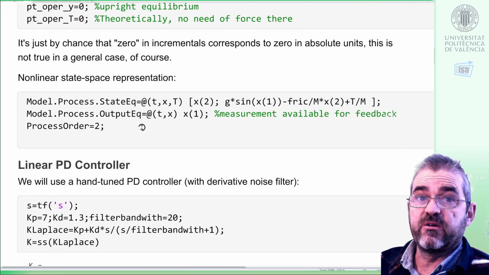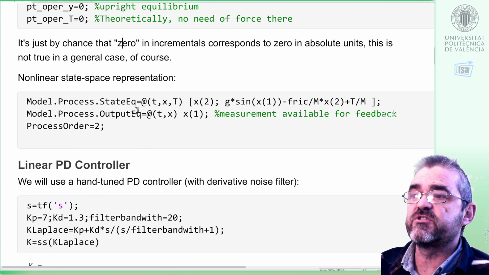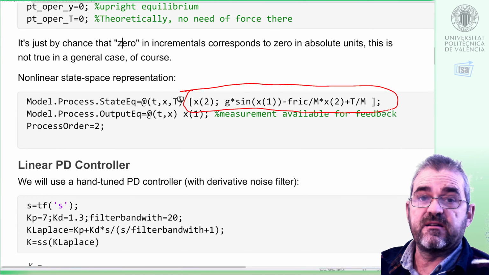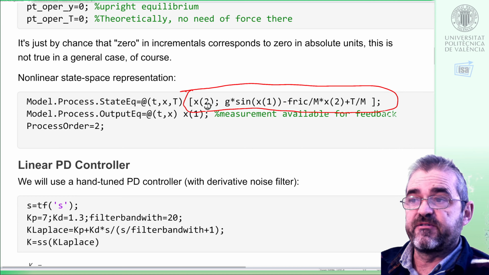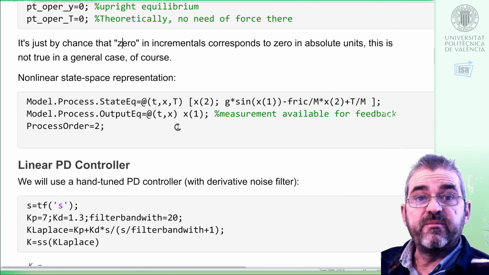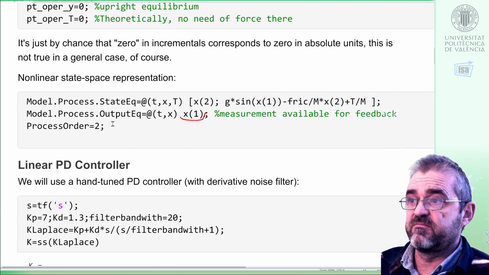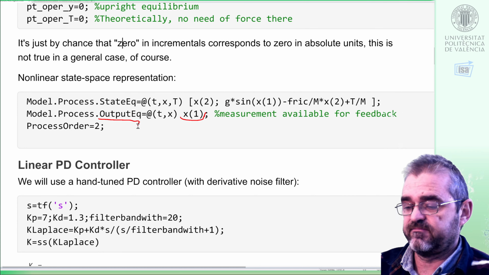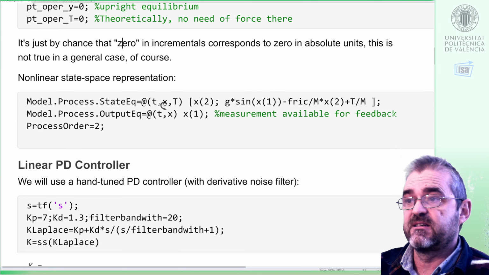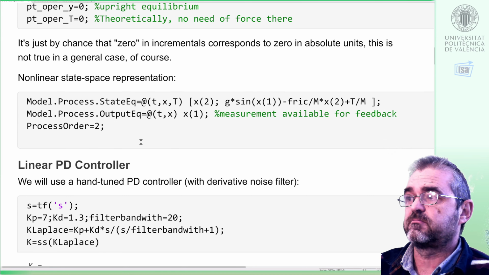The above equations will be encoded in Matlab as a state equation like this. I will input clock, state, and input, and the derivative of the first state will be the second one. The time derivative of the second state will be the acceleration, this expression. The output that will be available for feedback is just the position, but I will put here the output equation. The process order will be 2 because we have 2 states. X will be a vector with 2 components. So this is the model of my process.